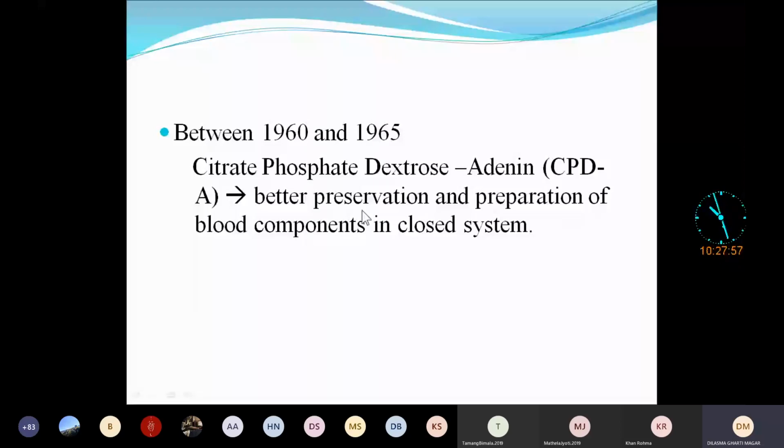Blood components means it may be the packed cell, it may be the WBC, we don't use that much, but the platelets and the fresh frozen plasma. So these are all the blood components. We can do it in a closed system, means within tube to tube or bag to bag we can transfer. Are you understanding?